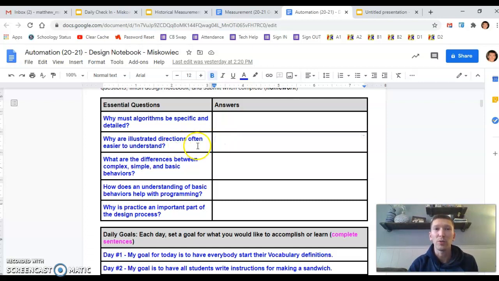Why are illustrated directions often easier to understand? What are the differences between complex, simple, and basic behaviors? That answer can be found in the notes down below under developing ideas. How does an understanding of basic behaviors help you with programming? And then lastly, why is practice an important part of the design process? So we're practicing this over and over. Why is that an important part? So that's going to be one of the things you need to have completed today.